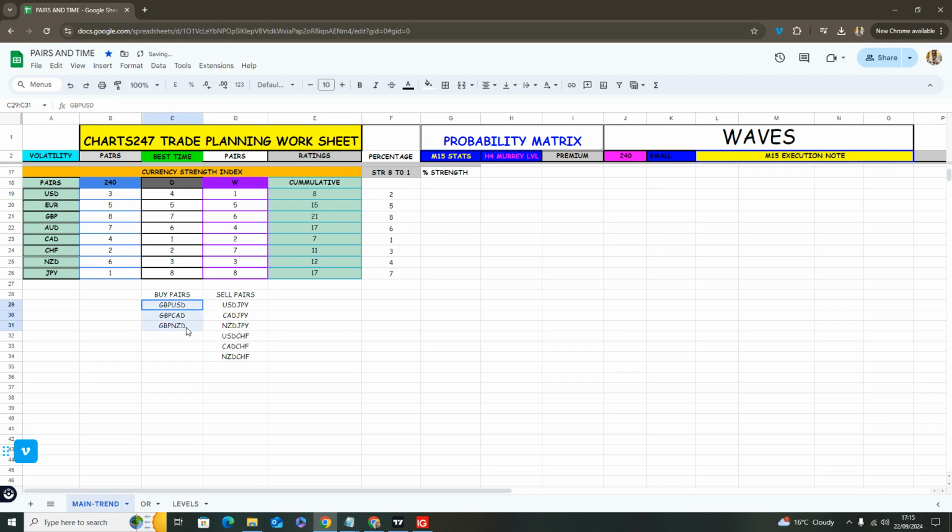So we can now start to look for a new portfolio selection based on this information that we have. The strongest pair is still the Japanese yen. The weakest pair is the CAD. So the first sell pair will be the CADJPY.